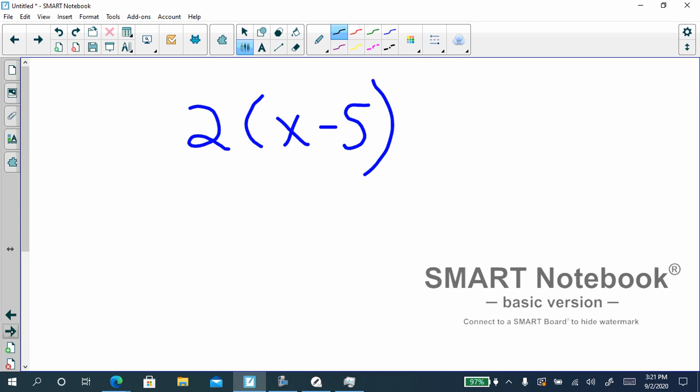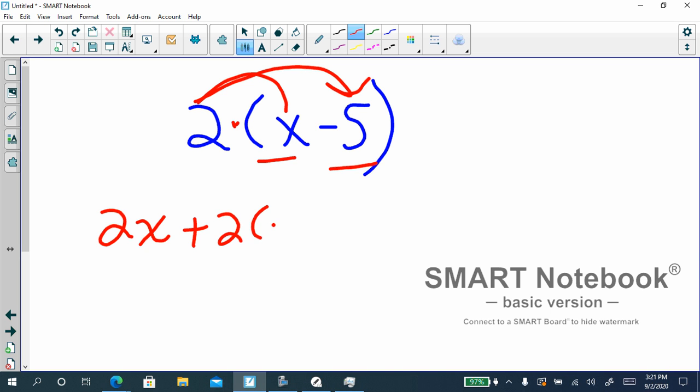This problem wants us to use the distributive property. Notice we have 2 terms inside. Terms are things that are either added or subtracted. So if we have something in front of the parentheses, we're supposed to multiply that times the inside. So we do 2 times x and 2 times the minus 5. And then we put those together or add them. So 2 times x is just 2x. Positive 2 times negative 5. A positive times a negative is negative. 2 times 5 is 10.